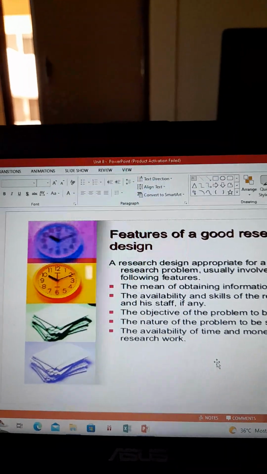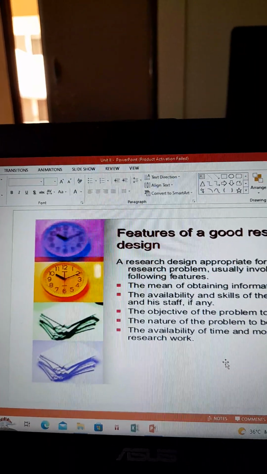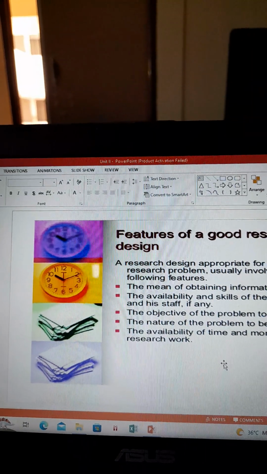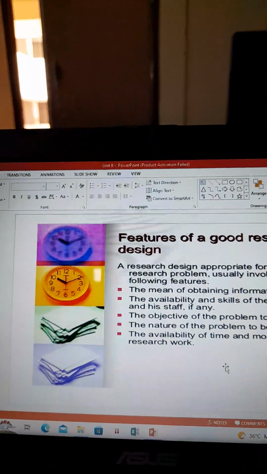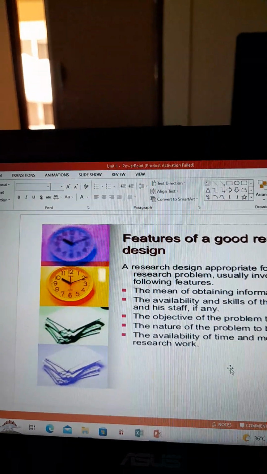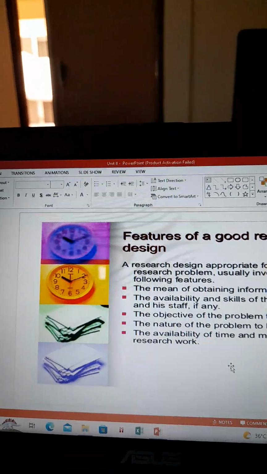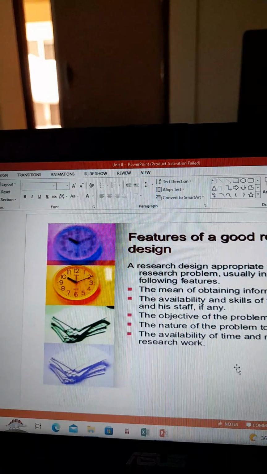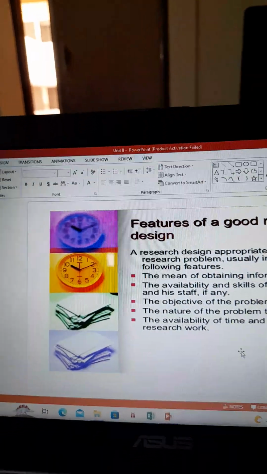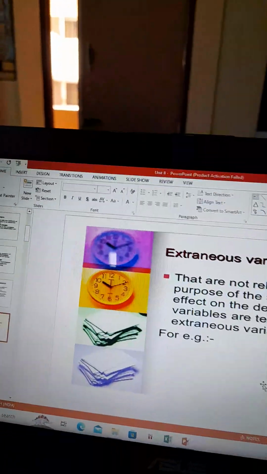So we'll see once again, the main features of research design are the means of obtaining information, the availability and skills of the researcher and the staff if any, the objective of the problem to be studied, the nature of the problem to be studied, and the availability of time and money for the entire research work.